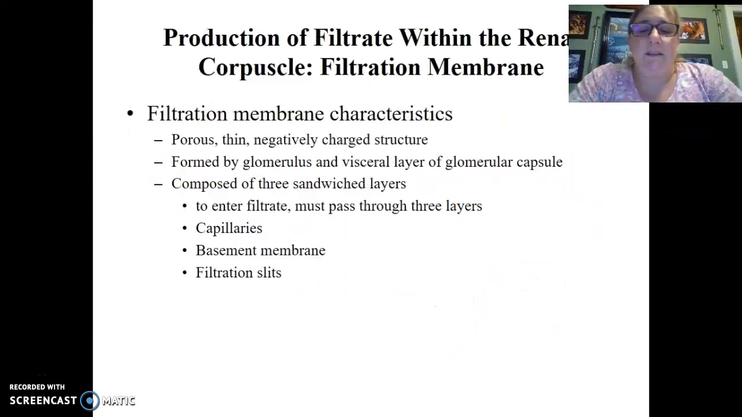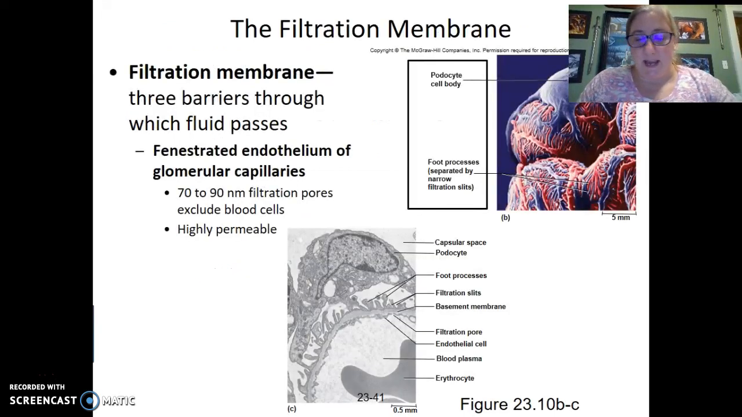So what does the filtration membrane look like? It's composed of three major structures: the glomerular capillaries, the basement membrane, and then filtration slits. So this is kind of what you're looking at. You have the capillaries, you have the filtration pores called fenestrated pores of the capillaries. We have the basement membrane.